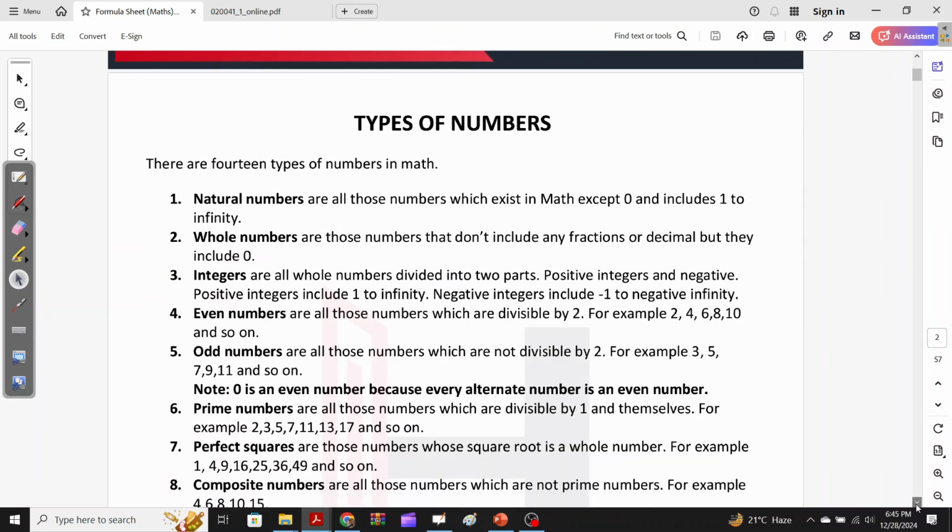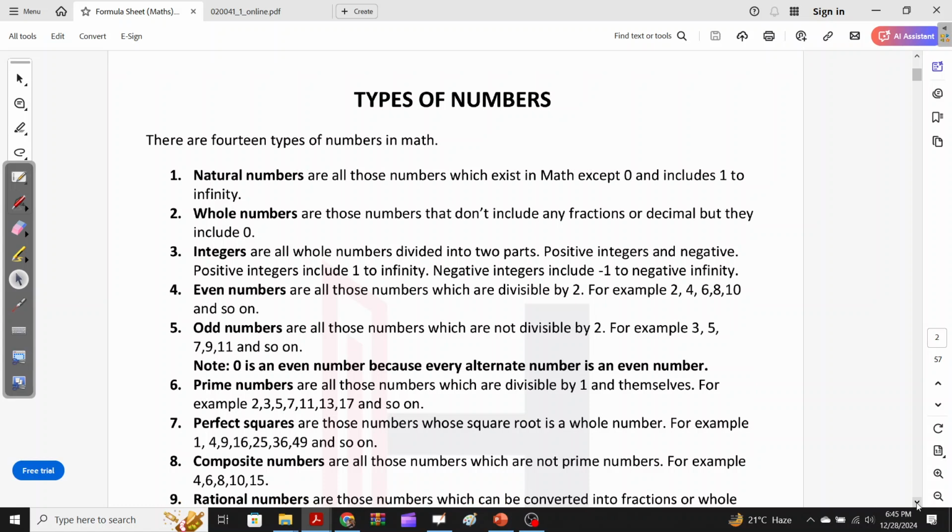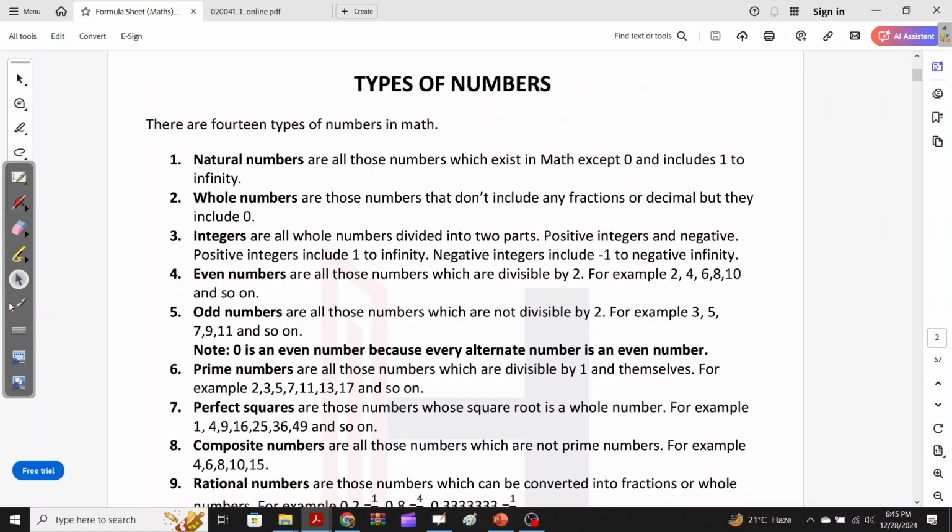Okay, so we have basically 14 types of number systems used in maths. If you look at it very clearly, number one is natural numbers. Natural numbers are all those numbers which exist in maths except the value of zero. It includes 1 to infinity, which means that if you want to study natural numbers, you must know that they start from 1 and go 2, 3, 4, 5, 6, 7, up till infinity. So these are all natural numbers, but we will not be considering 0 in the natural numbers.